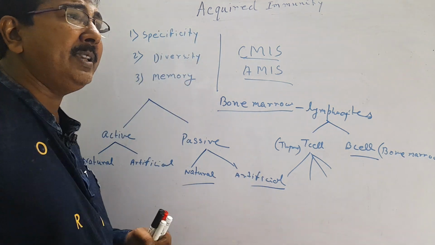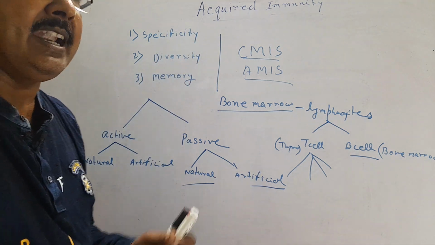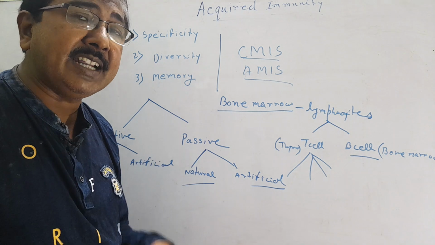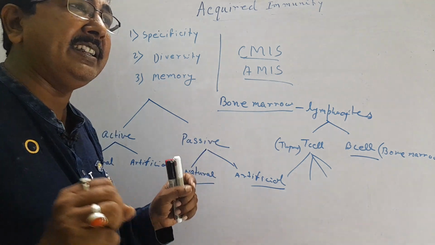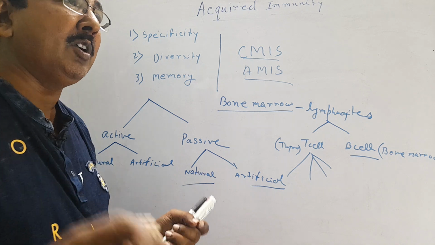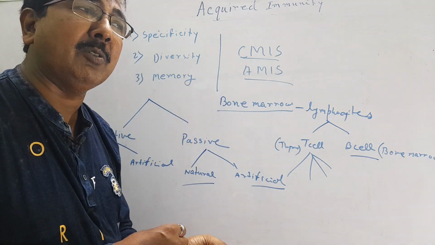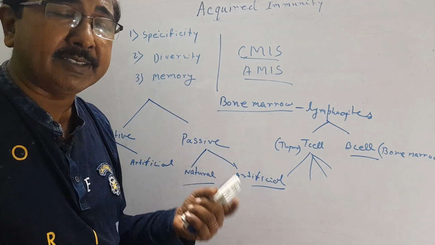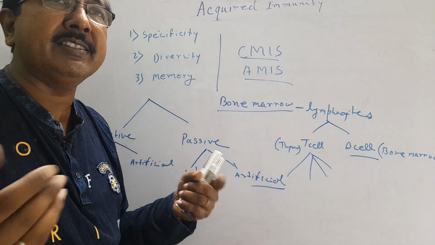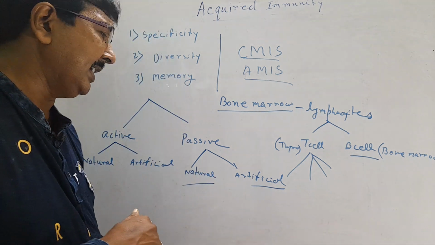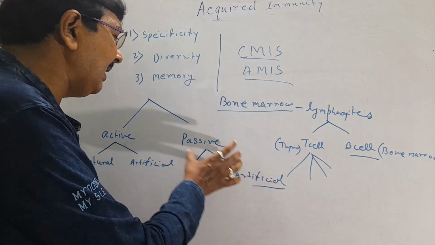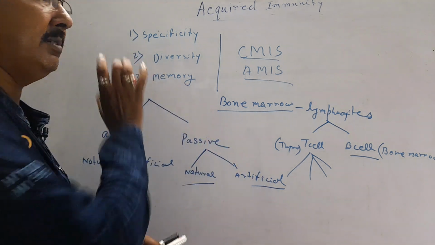And artificial means when antibody is directly injected into our body. In the case of ATS, anti-tetanus serum, we directly inject antibody into our body. Or anti-snake venom, during a snake bite, we directly inject the antibody into our body. This is also artificial passive acquired immunity.